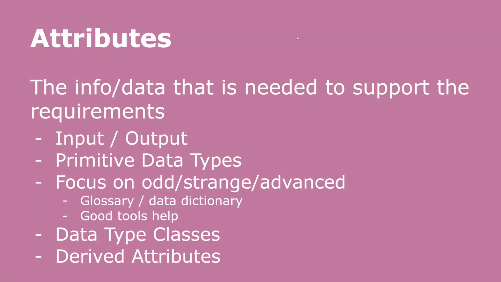Something that can help also with attributes is the use of data type classes. We can imagine, for example, having an address conceptual class that contains information about street and city and things like that. Maybe many classes in our domain need an address, and maybe you even have multiple addresses in, for example, a person.